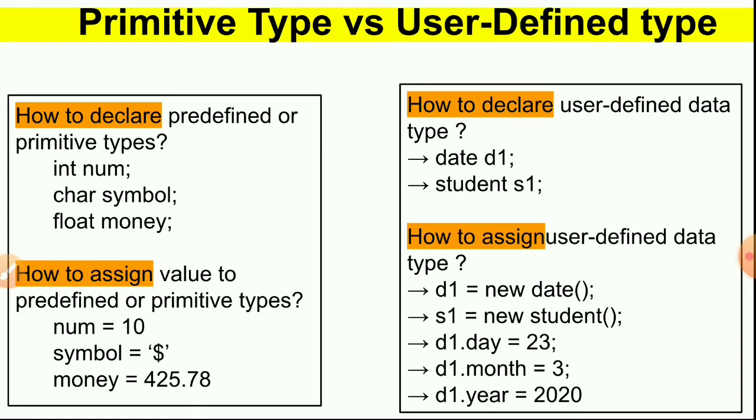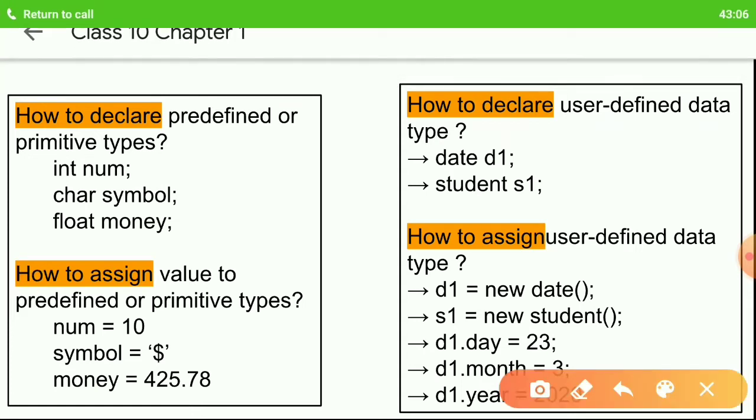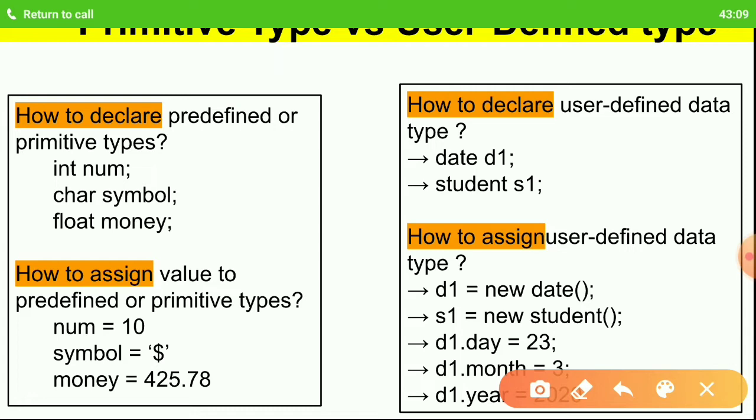Okay, first thing, we need to understand how we declare a normal primitive type of data, okay? So if you want to store a number, you will declare a variable of type int, isn't it? Of type int or type long, okay? If you want to store a symbol or a character, you'll use which data type? Char data type. If you want to store a decimal value, you will use the float data type, isn't it?